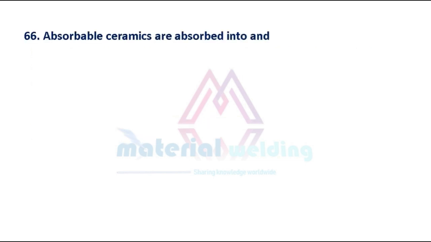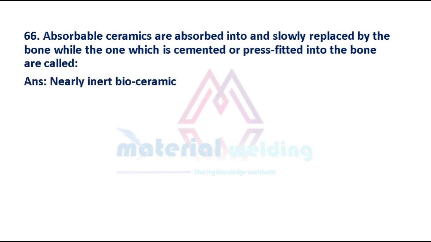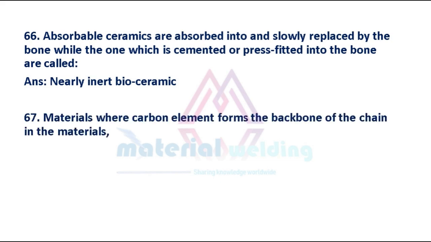Next, absorbable ceramics are absorbed into and slowly replaced by the bone, while the ones which are cemented or press fitted into the bone are called nearly inert bioceramic materials. Materials where carbon elements form the backbone of the chain are classified as organic materials. Other materials where carbon is not the primary element are called non-organic materials.